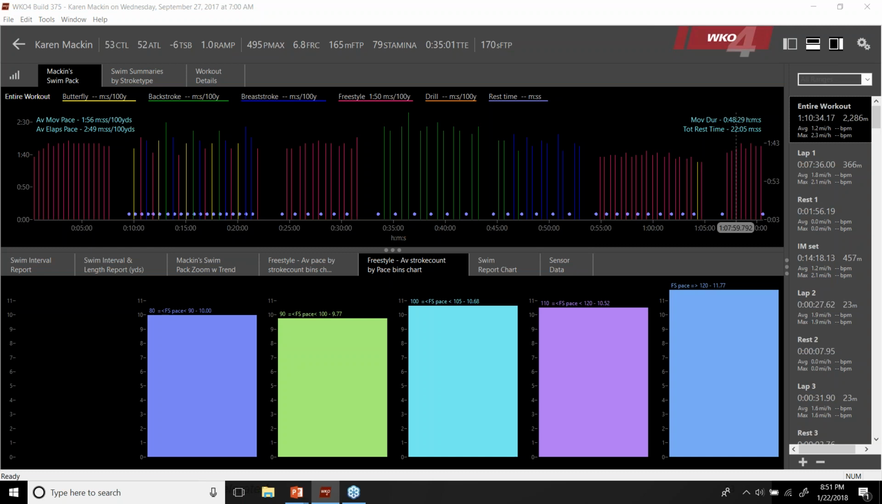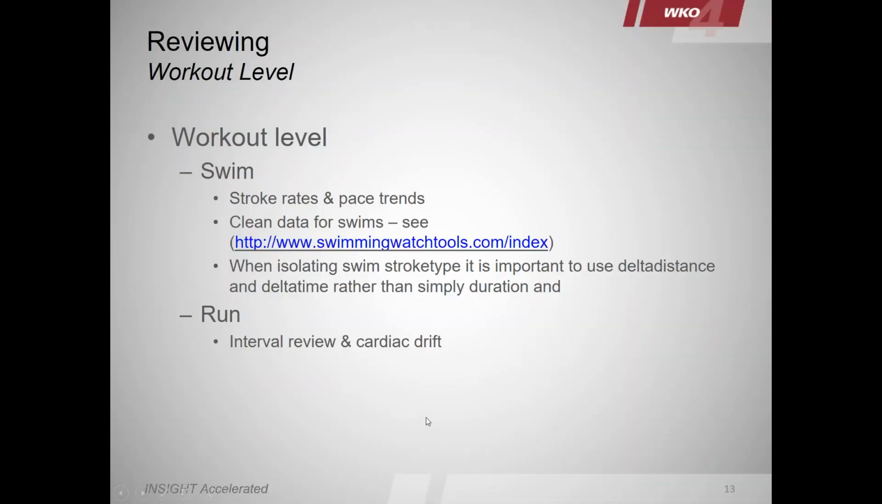I don't see any other questions, but I have one other thing that I wanted to show for run, just a quick ditty on running.